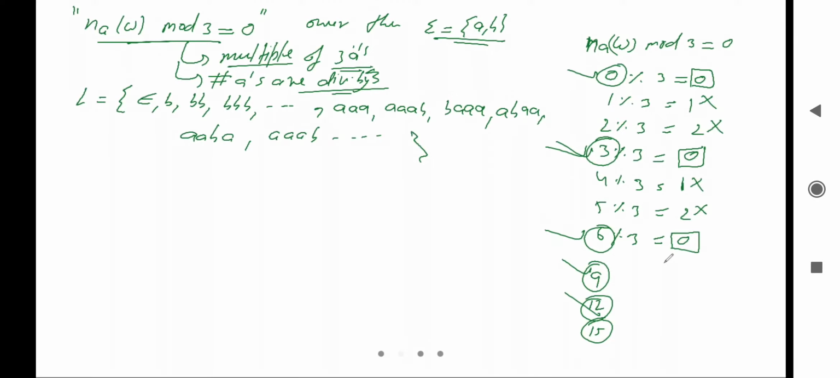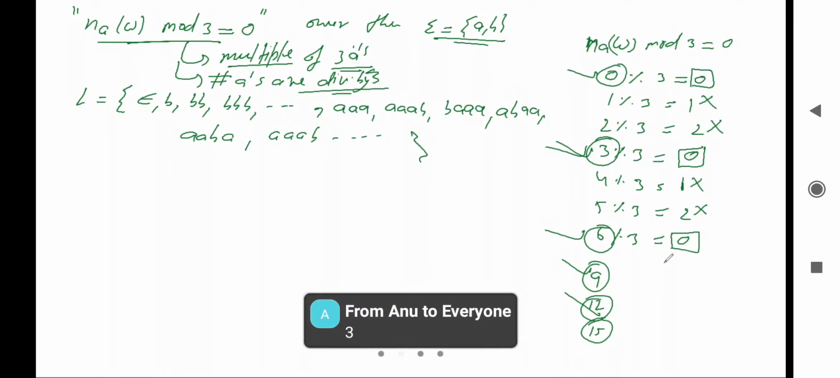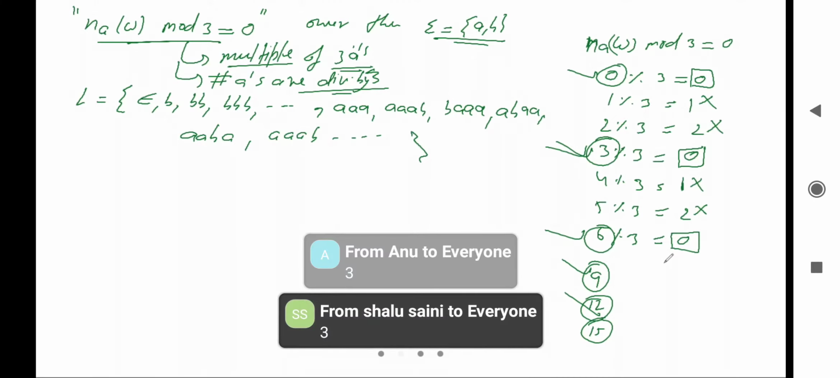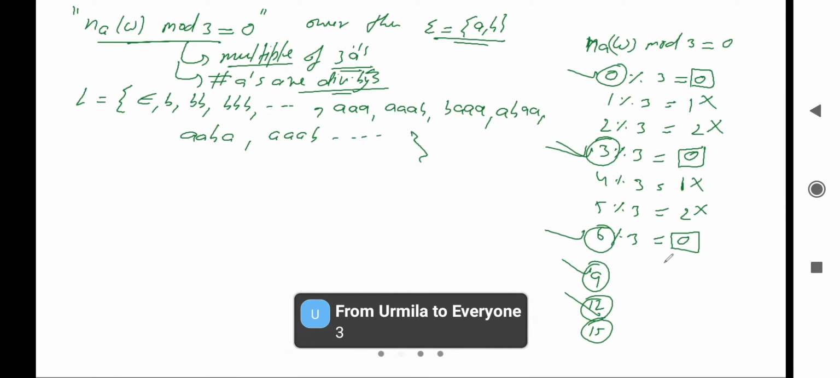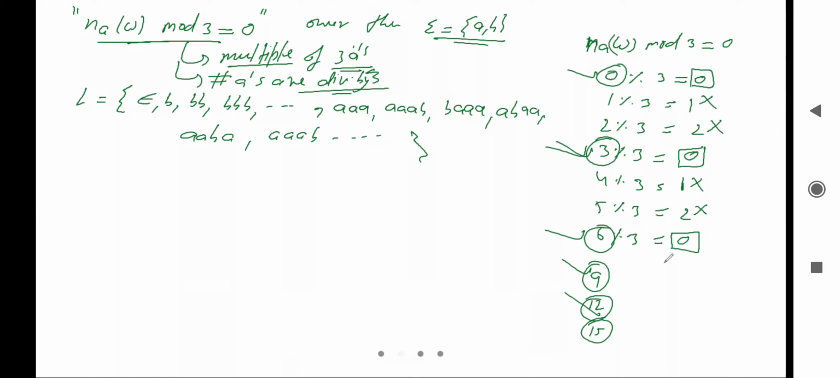Now we'll try for the number of states. How many states will be there in the minimal DFA? Can you try for this one? Okay, the number of states is 3. Yeah, 3 may be the right answer. Okay, let's check.